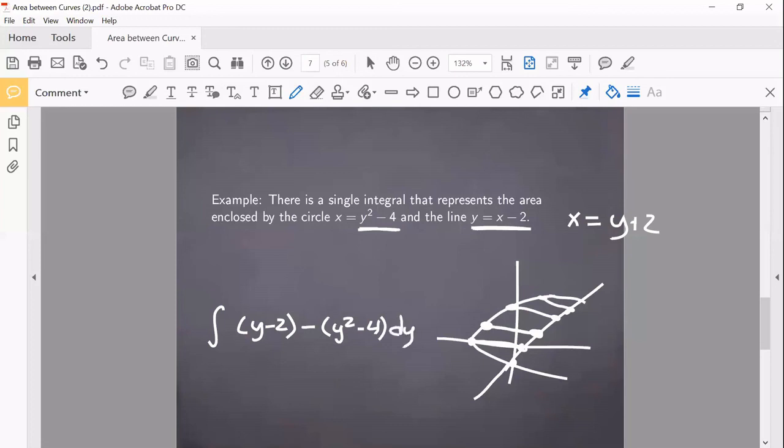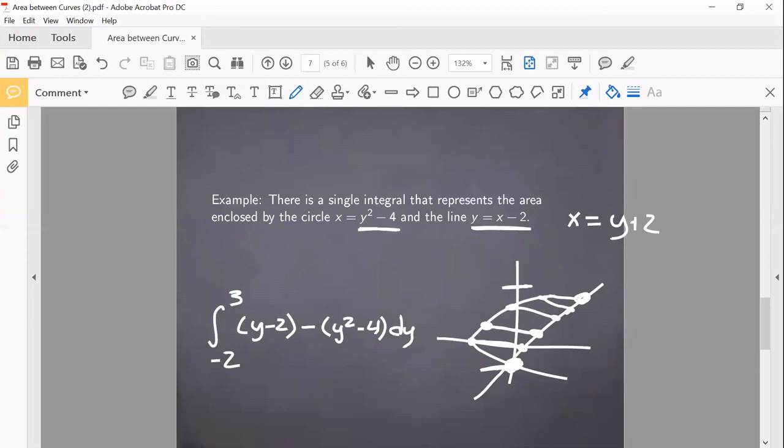We're going to be integrating with respect to y. And we want the region, and it starts down here and ends up here. So we have to figure out those y values. Well, we already figured them out before, if you recall from the previous example. We did that by setting the two equations equal to each other. So it was y equals -2 and y equals positive 3. And that's it. Do you see how much simpler that is?